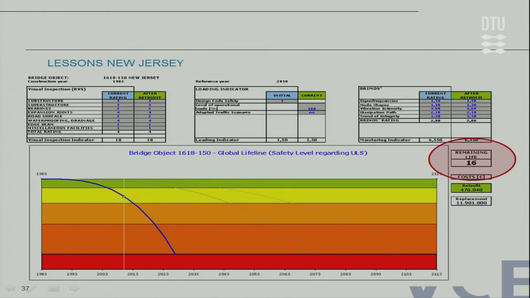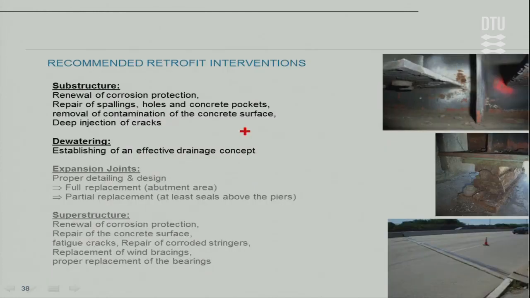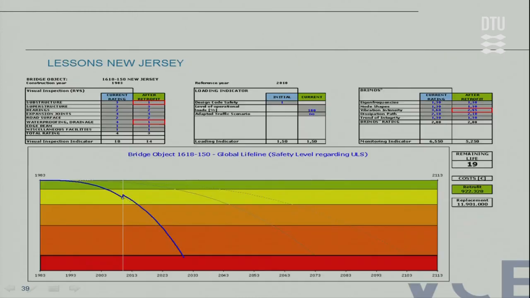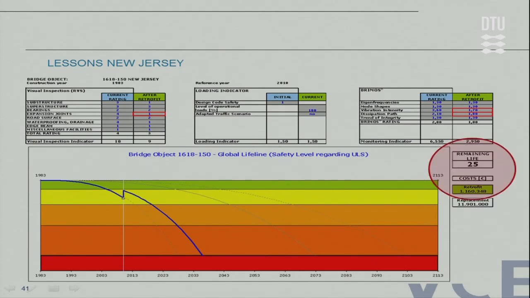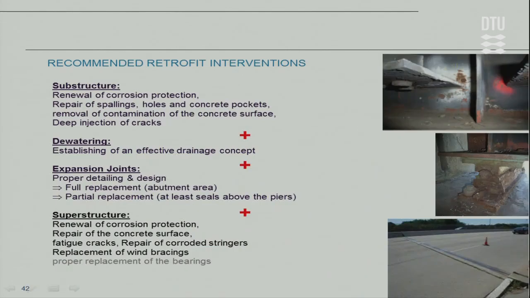Applying European methodology, only 16 years left. So if you have a small retrofit program, then this means $920,000 investment. You add 3 years. Then medium, 1.1 million invested. You gain 9 years, and so on.